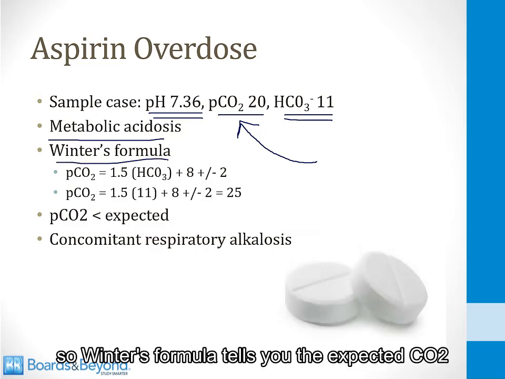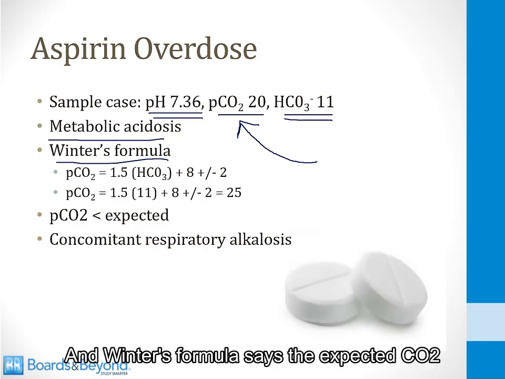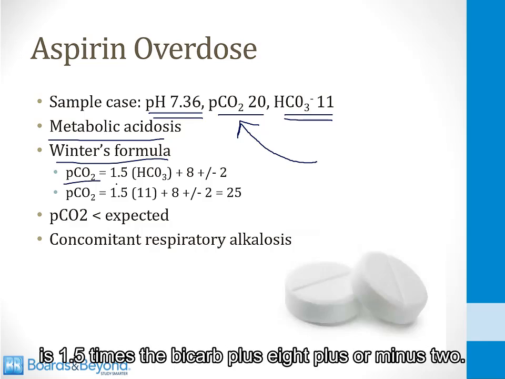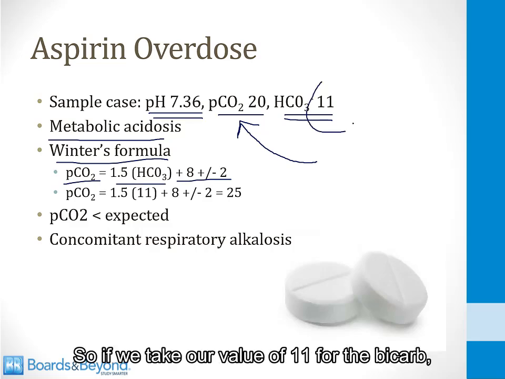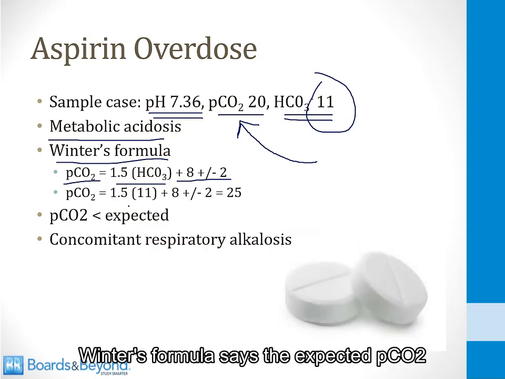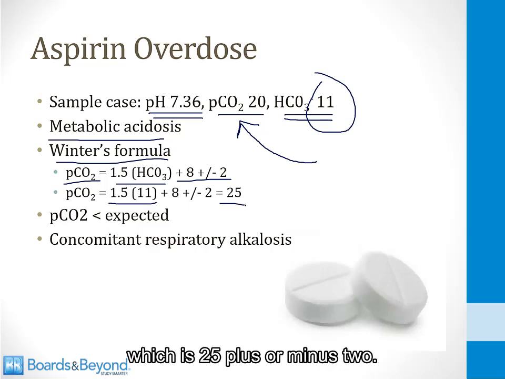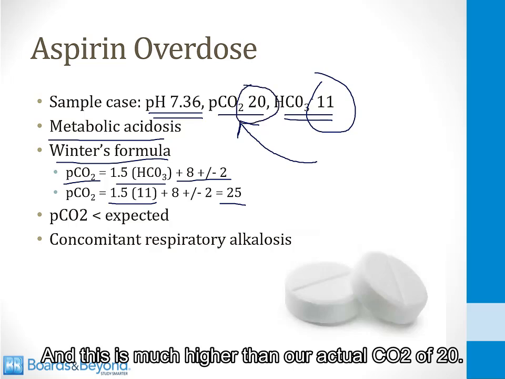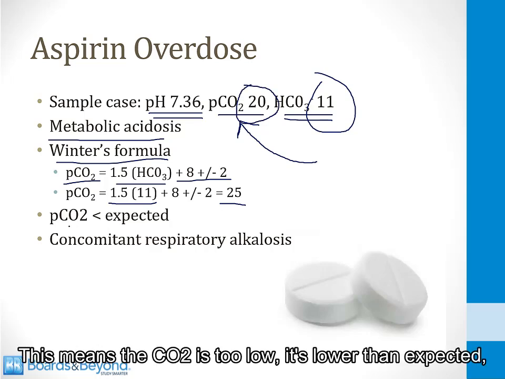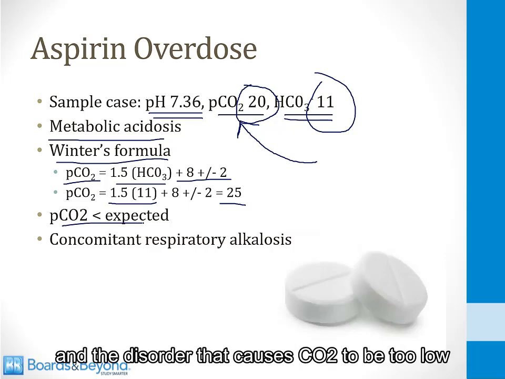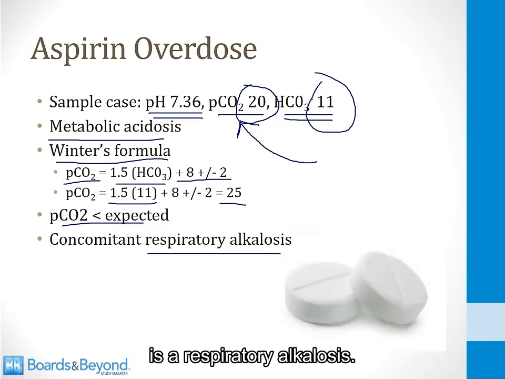So Winter's formula tells you the expected CO2 for metabolic acidosis. And Winter's formula says the expected CO2 is 1.5 times the bicarb plus 8, plus or minus 2. So if we take our value of 11 for the bicarb, Winter's formula says the expected PCO2 is 1.5 times 11 plus 8, plus or minus 2, which is 25 plus or minus 2. And this is much higher than our actual CO2 of 20. This means the CO2 is too low. It's lower than expected, and the disorder that causes CO2 to be too low is a respiratory alkalosis.